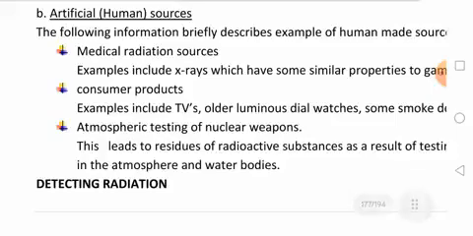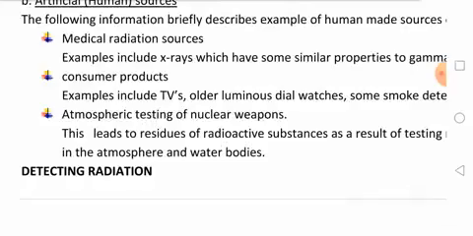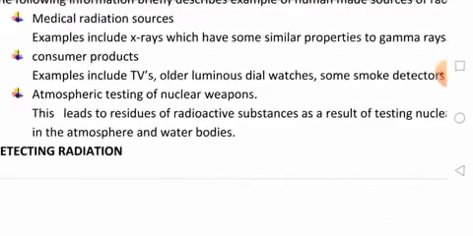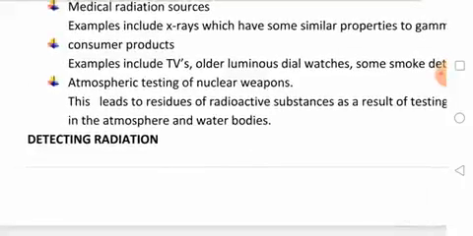In artificial or human sources, we have medical radiation. A good example is X-rays, which have some similar properties to gamma rays, as we discussed already in the previous video. Consumer products like a TV may also have their own radiation. Consumer products include TVs, luminous dial watches, some smoke detectors, etc. Atmospheric testing of nuclear weapons is also a source of radiation.